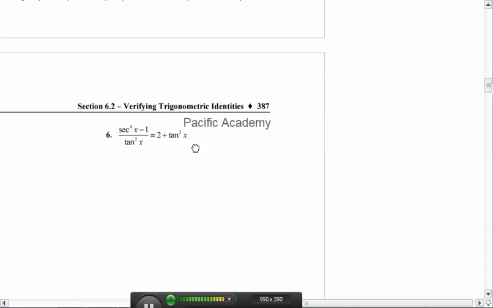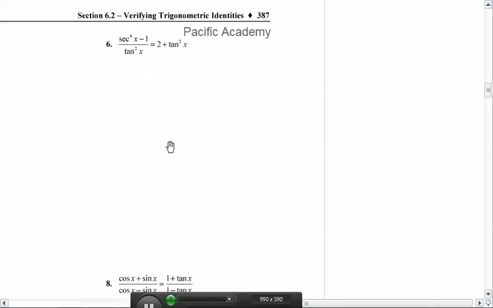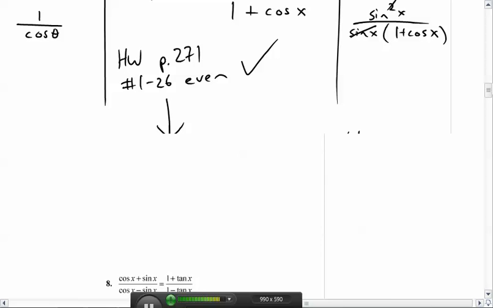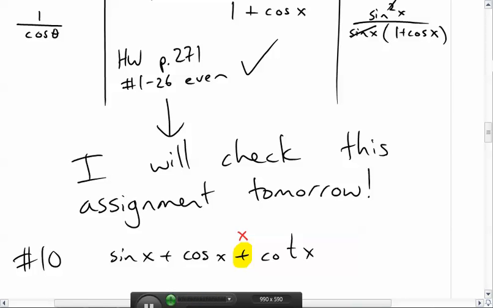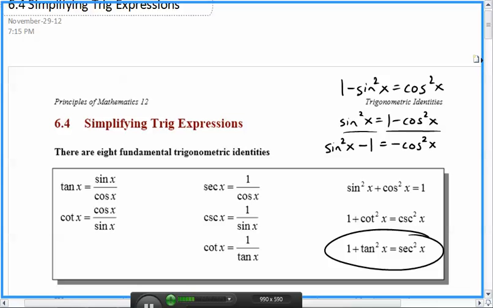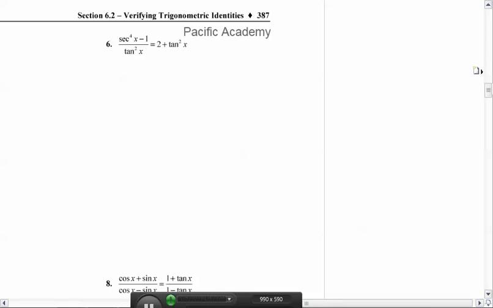For question number 6. Normally I change everything to sine and cosine, but because there is a relationship between secant and tangent, here it is. 1 plus tangent squared is equal to secant squared. I'm going to avoid changing this one to sine and cosine. 1 plus tangent squared is secant squared.